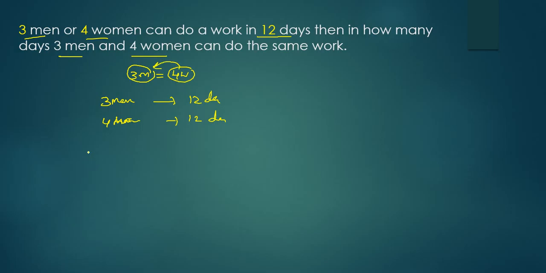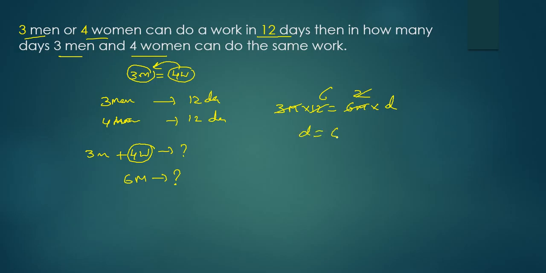What is the question asking? 3 men and 4 women can do the work in how many days? Now can I replace these 4 women with 3 men? So simply the question is nothing but: 6 men can do the work in how many days? Simple. If 3 men are taking 12 days, 6 men will take how many days? That is what you have to find. 3m1 = 6m2, so 2 × 6 = 6... together they can complete the work in 6 days. That's all. Very simple. Let us do an extension of this.